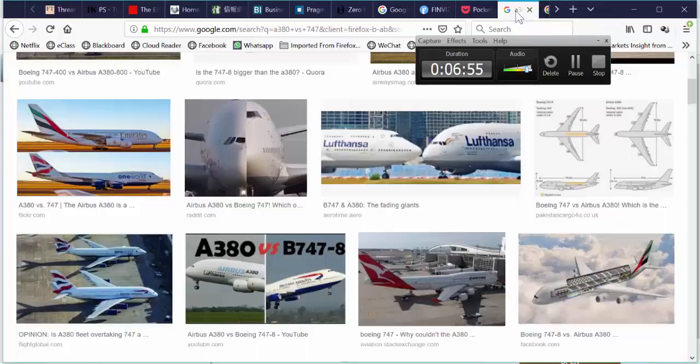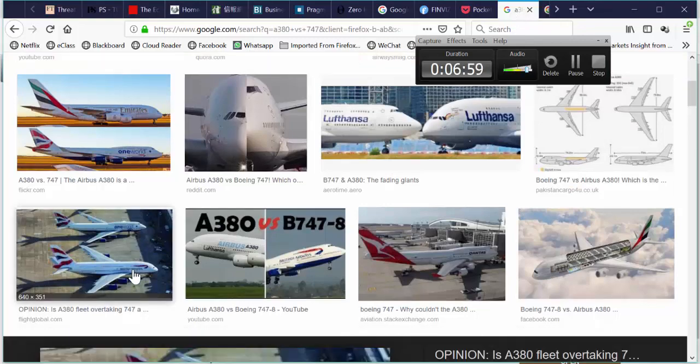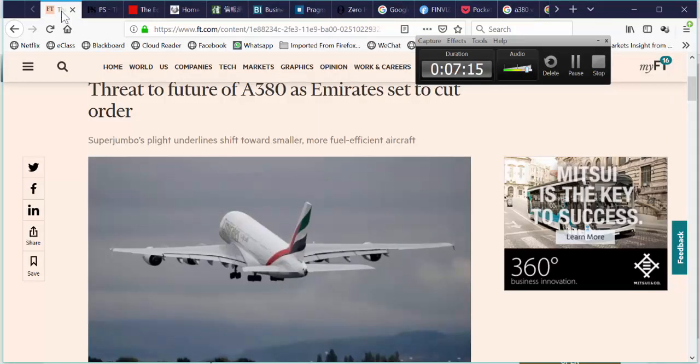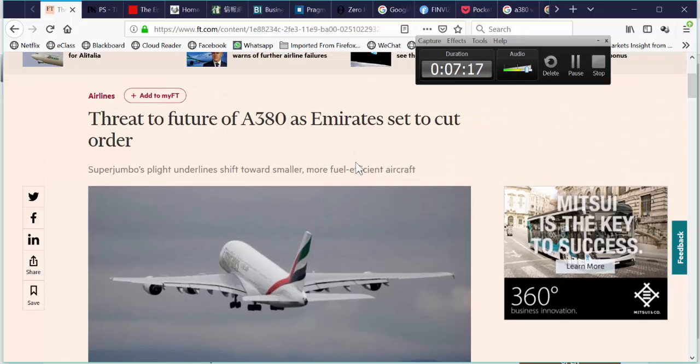Just to give you an idea, if you compare now, the jumbo is already big enough, the 747, but the jumbo looks like a kid next to the A380, which is this one. Okay. Now, the funny thing is, there's a headline here: threat to future of A380 as Emirates, that is UAE, United Arab Emirates, set to cut order.